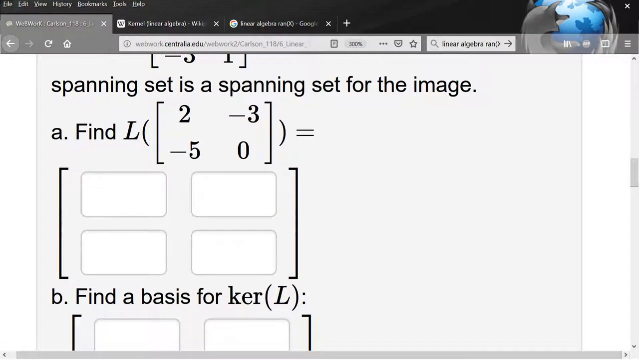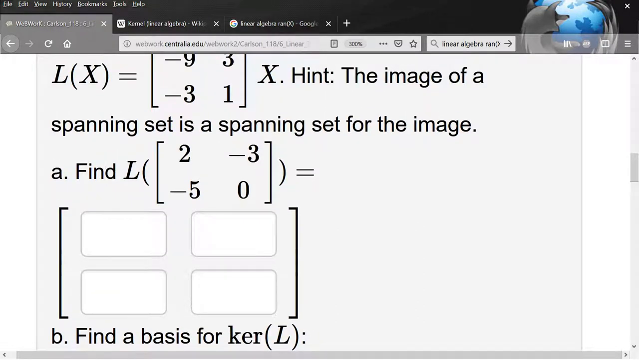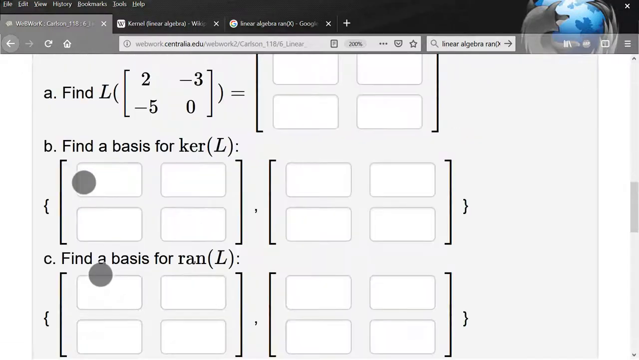part A is really easy. All you do is apply the L function to that vector. So I'm going to skip part A. That's just multiply matrices. So that's straightforward. Just multiply on the left by the L matrix and you'll get that 2x2 answer right there. So that's easy. Not worried about that.